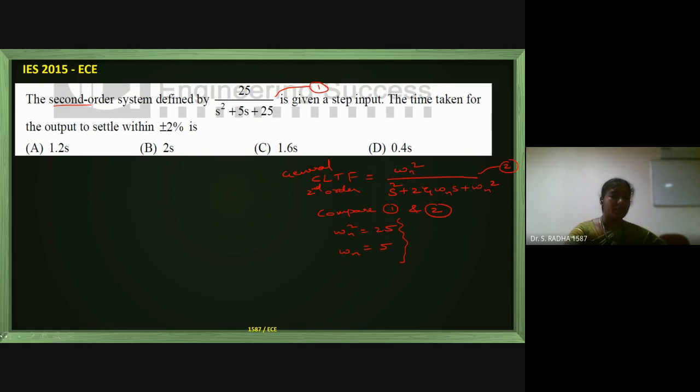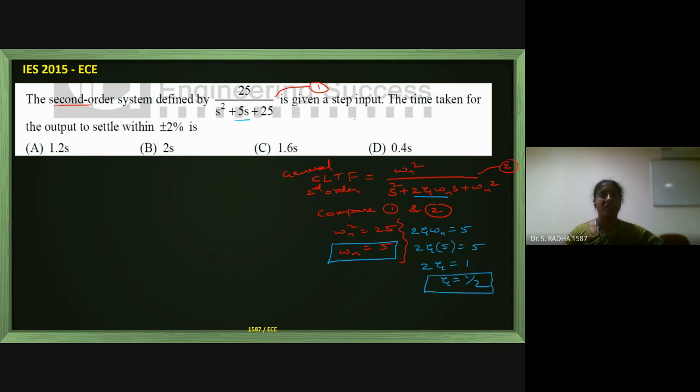If you take the denominator, we have 2 eta omega n, and here we have 5. So 2 eta omega n value is 5. Already we calculated omega n as 5, and if you cancel this 5, we have 2 eta equal to 1. So eta equals half, or 0.5. So we have done two things, omega n calculation and eta calculation. We got the two values.